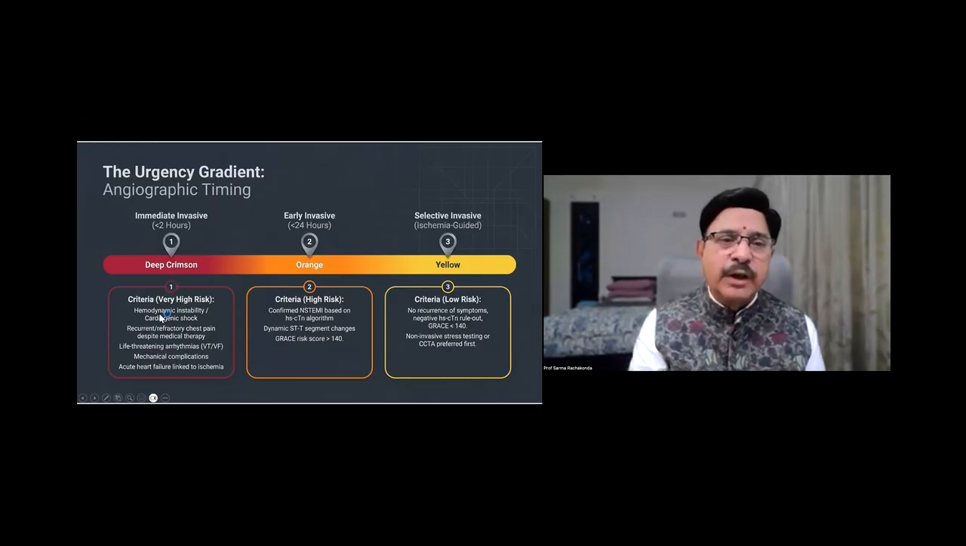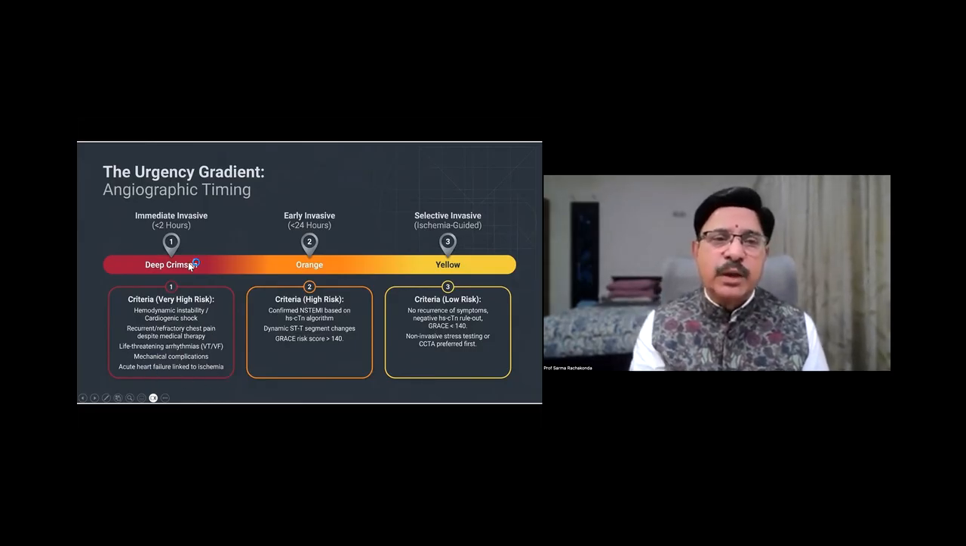Deep crimson color, criteria: very high risk patients, hemodynamic instability, cardiogenic shock, recurrent refractory chest pain despite medical therapy, life-threatening arrhythmias, VT or VF, mechanical complications like papillary muscle rupture, acute heart failure linked to ischemia, immediately within 2 hours. You must go. This is not STEMI, this is NSTE-ACS. STEMI anyway you have to do within 90 minutes.